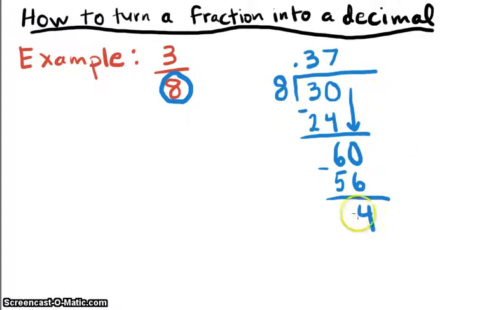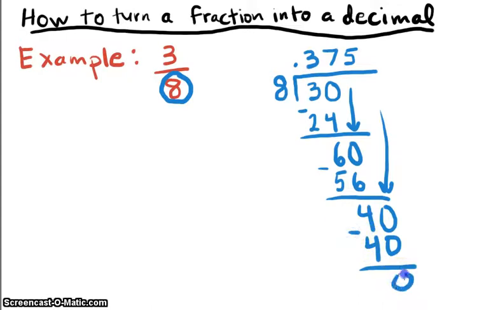And again, 8 does not fit into 4, so we get to bring down another imaginary 0. And finally, we find that 8 goes into 40 5 times. Because there's no remainder, 5 times 8 is 40. When we subtract, we get 0, no remainder.